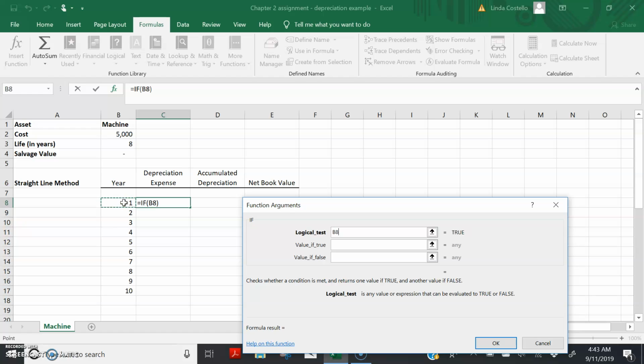If year 1 is less than or equal to the total number of years in the life, and we have to fix that reference. Any reference to these lines up here must be fixed. Then the logical statement is, and by the way, we have to round these. You have to include a round function. So if true, round, use straight line depreciation for Excel, that's SLN.